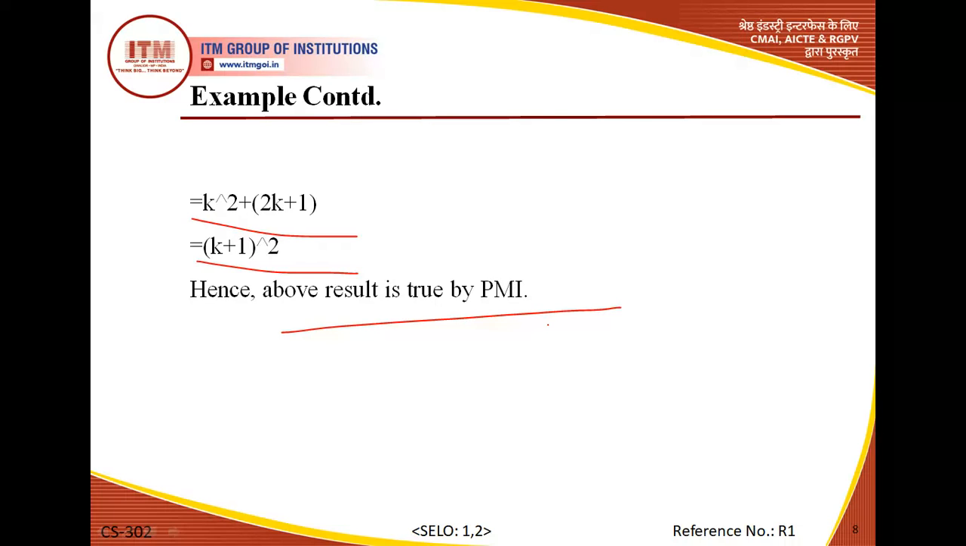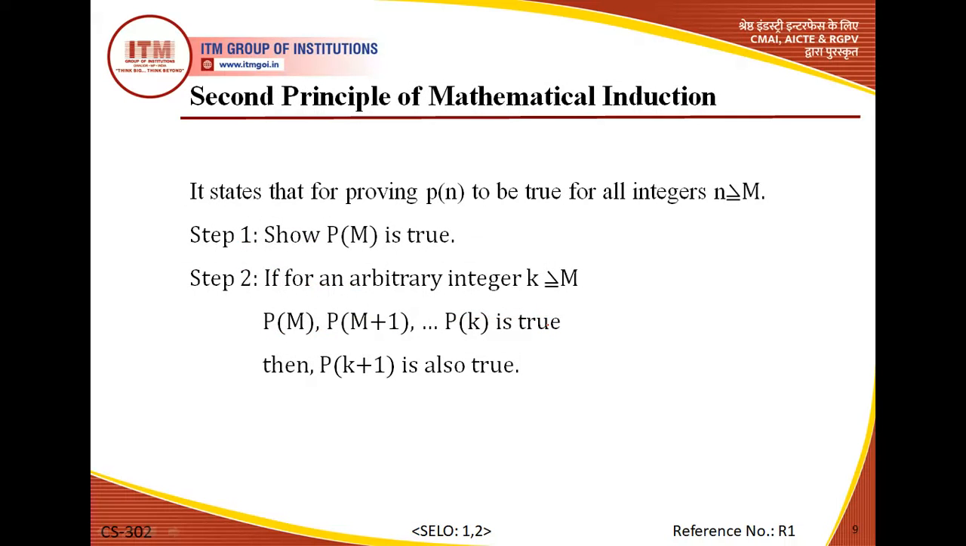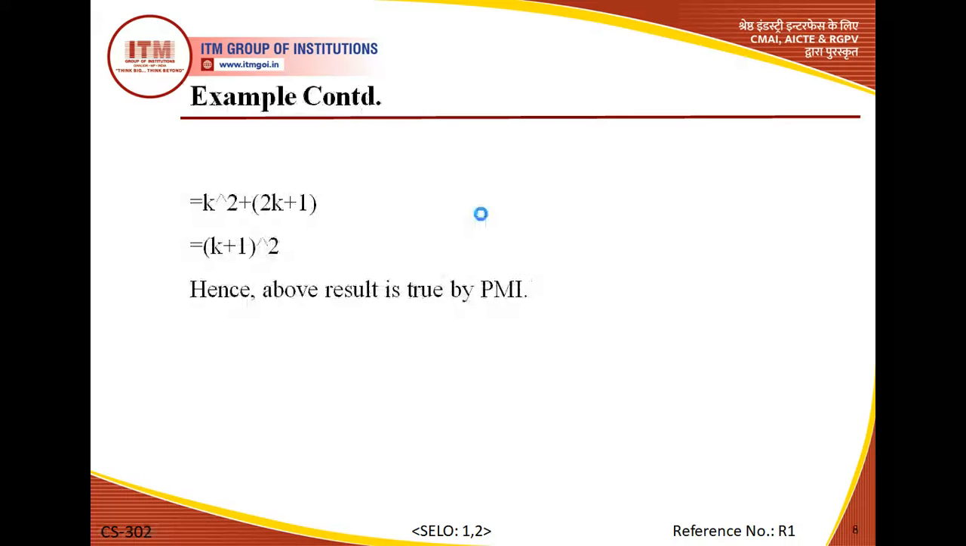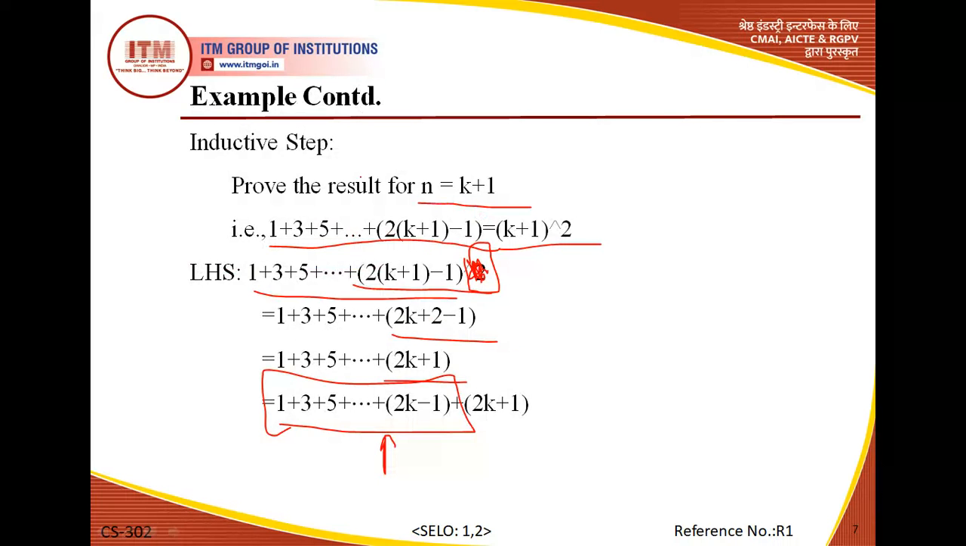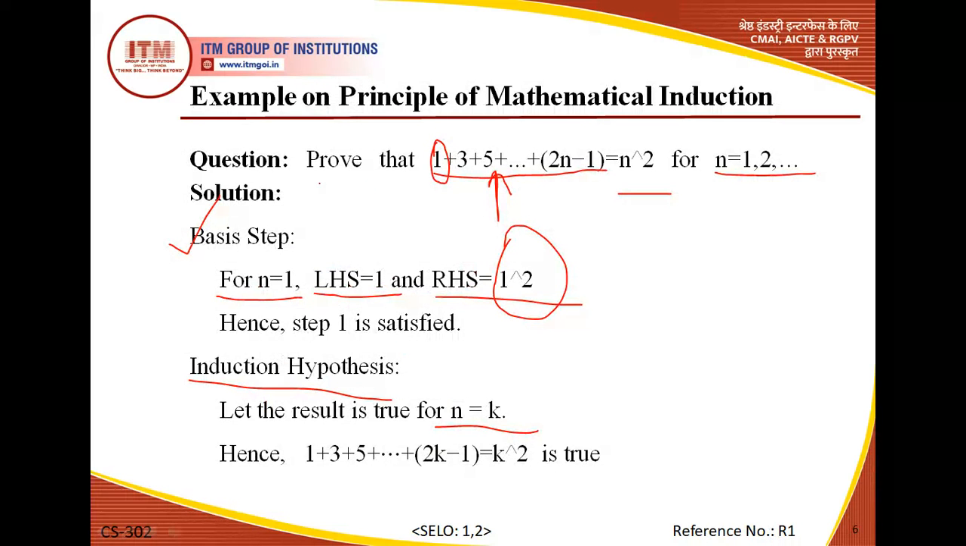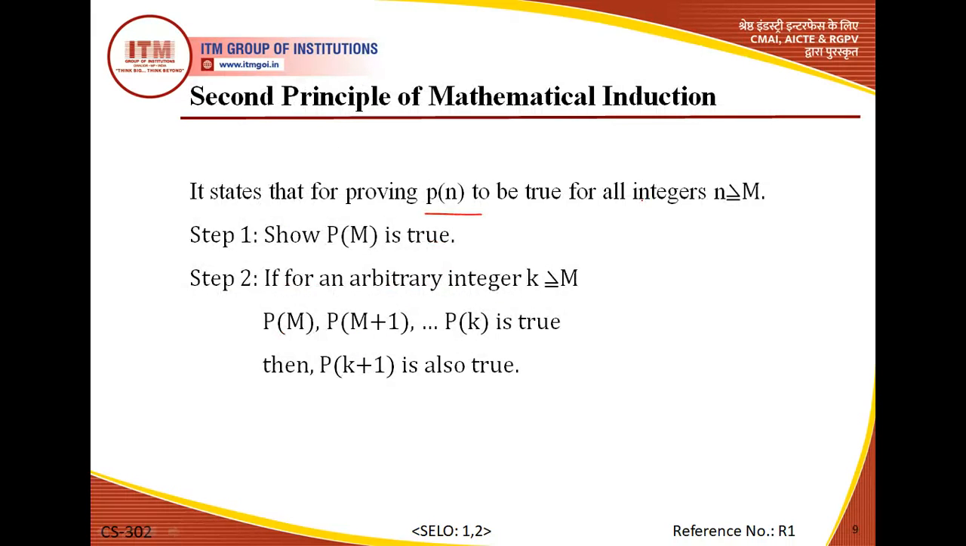Now let's see the second principle of mathematical induction. What does this state? Let's see. What is Pn over here? Pn is the result that you have to prove. So let's come back to this question. This thing is the Pn. In the second principle, what is this Pm? This Pm is the result that we have to prove.